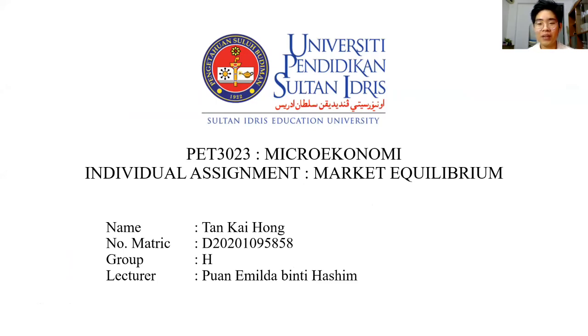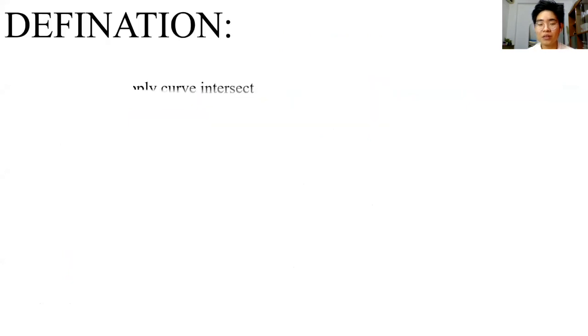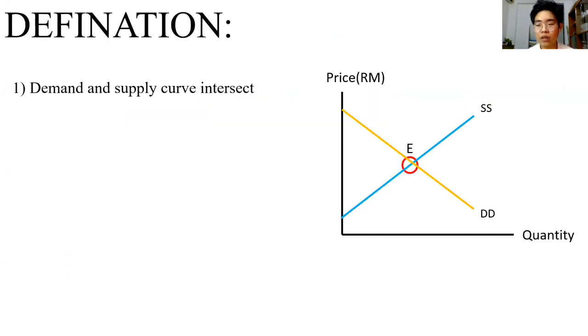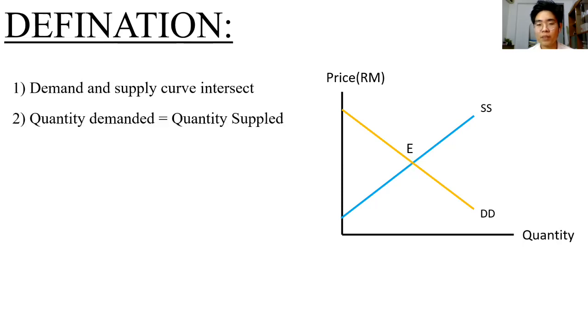My name is Kai Hong, and today I'm going to share about the title Market Equilibrium. So, what is market equilibrium? Market equilibrium happens when the demand curve and supply curve intersect. Besides, at the same price P1, the quantity of supply and the quantity of demand is the same as Q1.